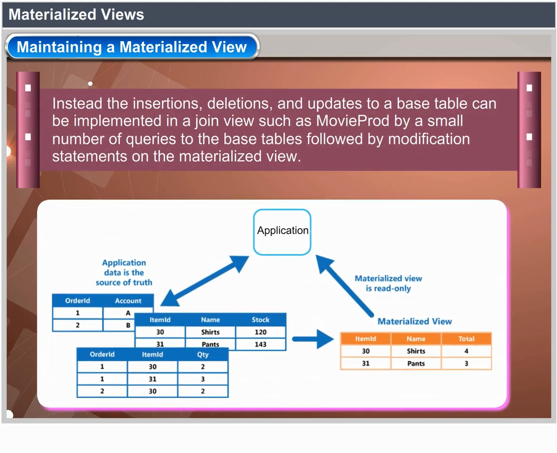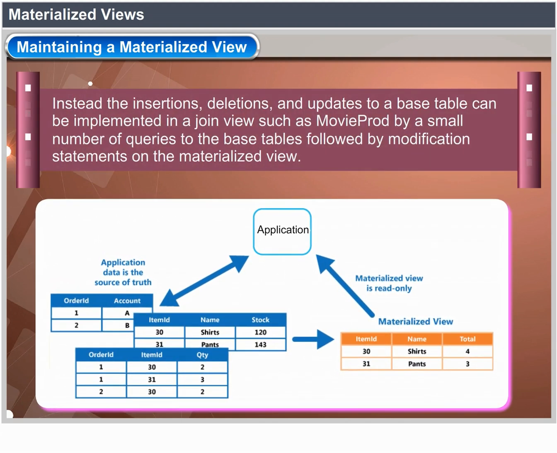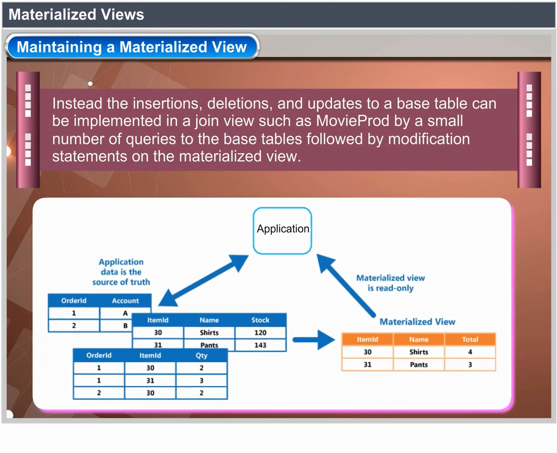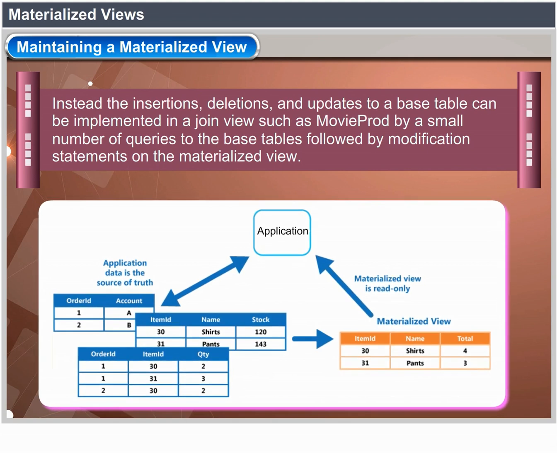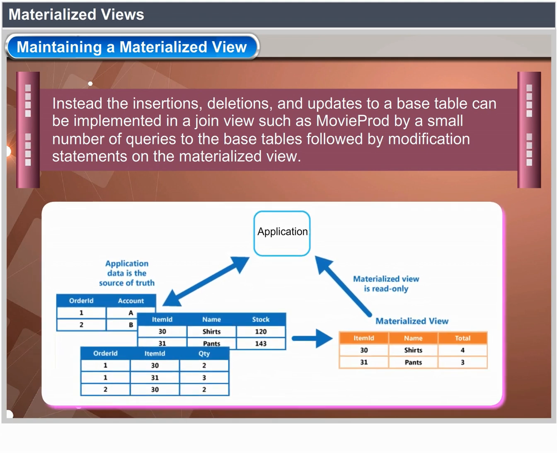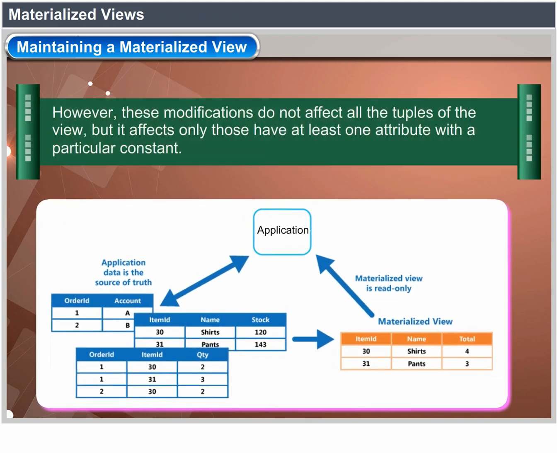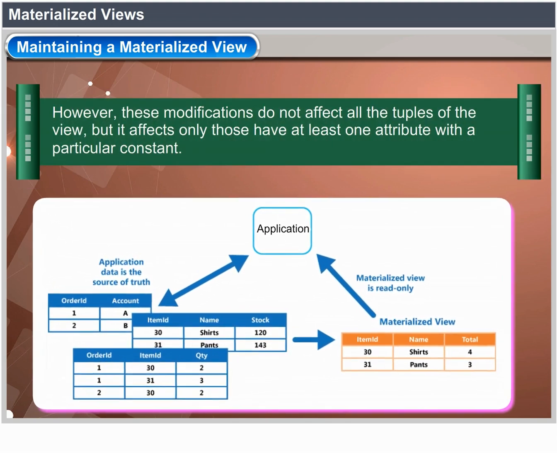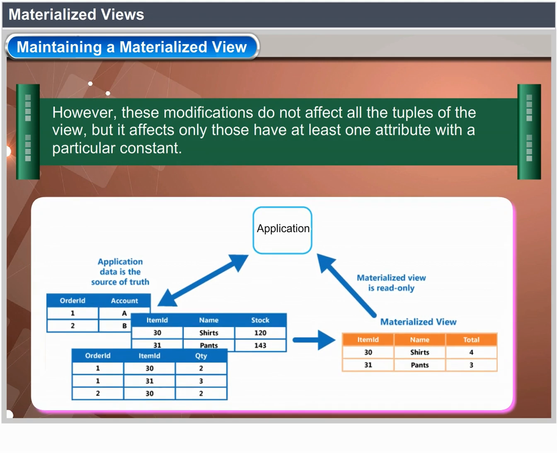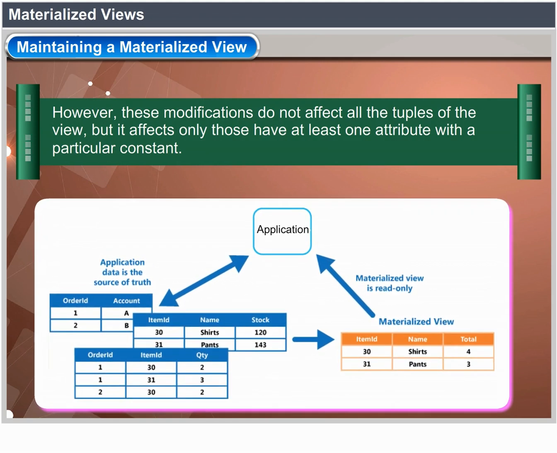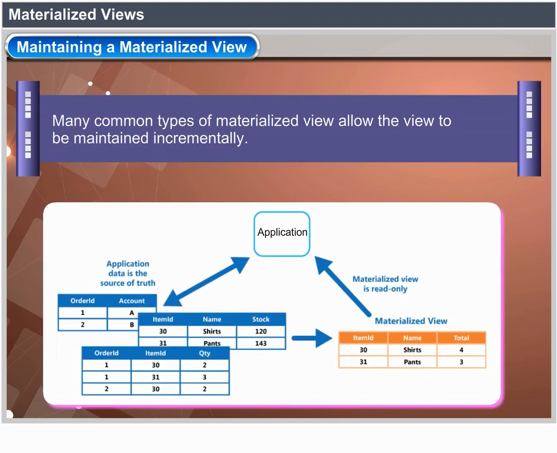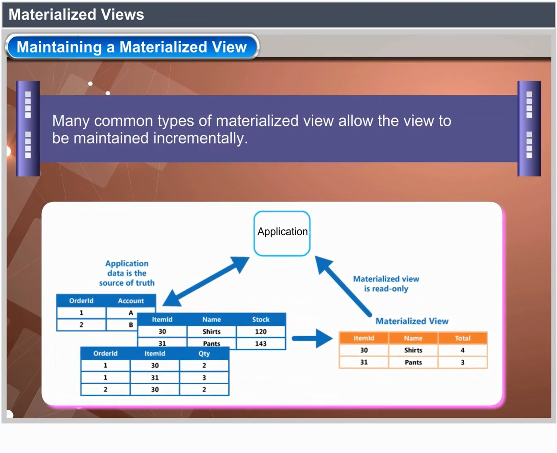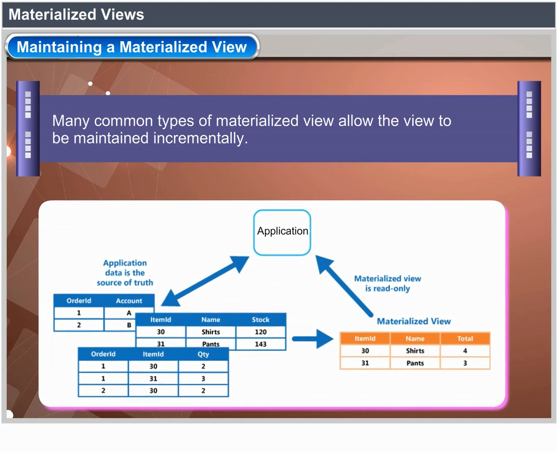Rather, insertions, deletions, and updates to a base table can be implemented in a join view, such as MovieProd, by a small number of queries to the base tables followed by modification statements on the materialized view. Moreover, these modifications do not affect all the tuples of the view, but only those that have at least one attribute with a particular constant. Many common types of materialized view do allow the view to be maintained incrementally.